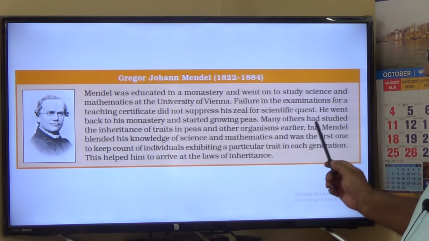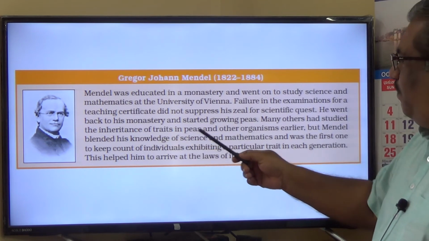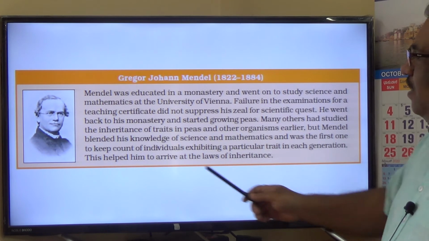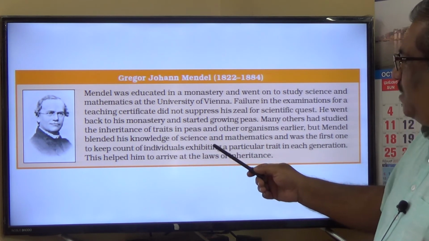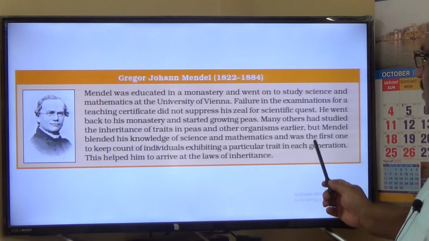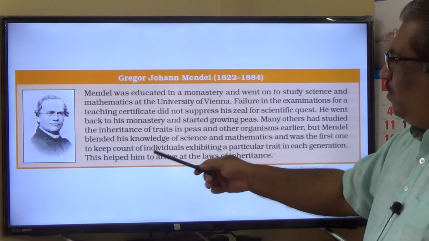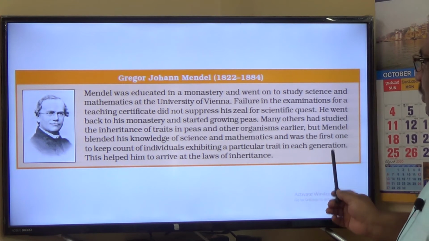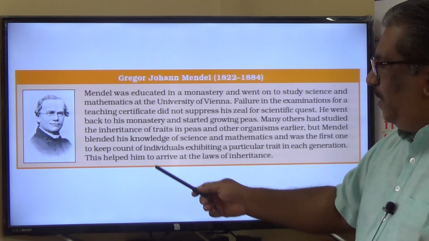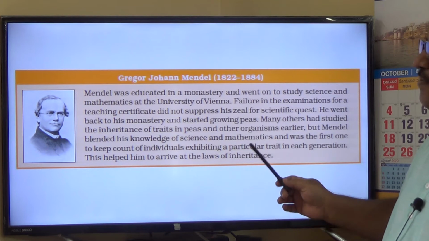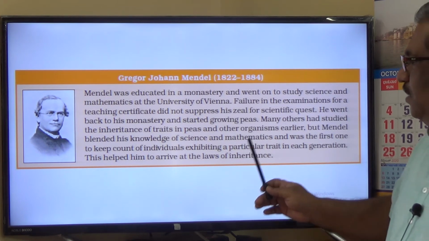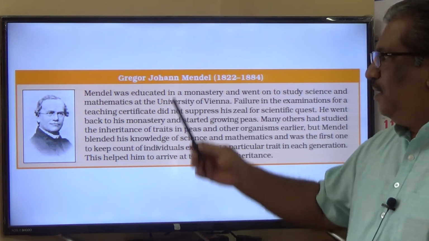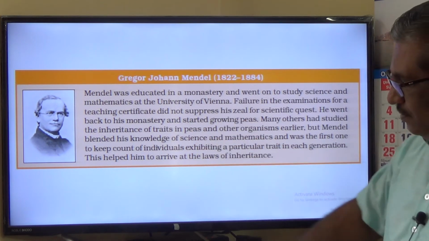Many others had studied the inheritance of traits in peas and other organisms earlier, but Mendel blended his knowledge of science and mathematics and was the first one to keep count of individuals exhibiting a particular trait in each generation, and this helped him to arrive at the laws of inheritance. So remember, the laws of inheritance were discovered by Gregor Johann Mendel.